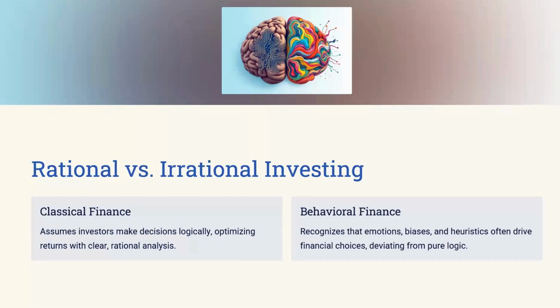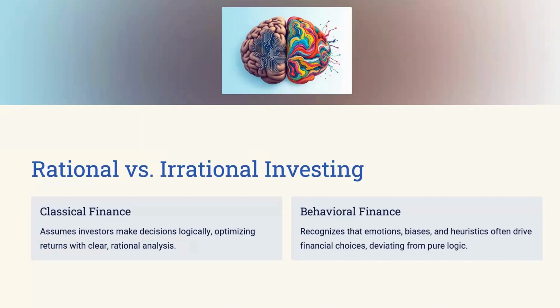Cognitive biases: there are systematic errors in thinking that affect decision making. Examples include confirmation bias, seeking out information that confirms existing beliefs, and overconfidence bias, overestimating one's abilities or the accuracy of one's forecasts. So why does it matter? Understanding the distinction between rational and irrational investing is crucial because it provides a more realistic lens through which to view market behavior, acknowledging that human psychology plays a significant role alongside economic fundamentals. It helps explain market anomalies, bubbles, and crashes that are often missed by purely rational models.